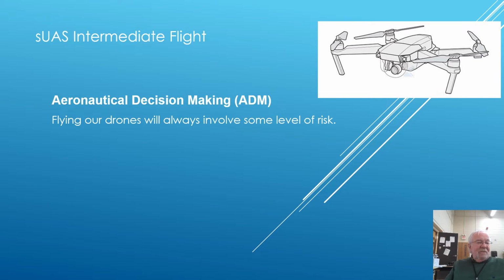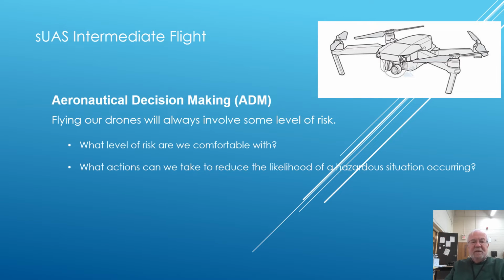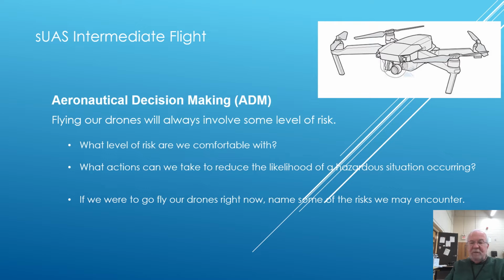So anyway, the point here is that flying our drones is always going to involve some level of risk. We want to be aware of that and want to do our best to reduce that risk if possible. So what level of risk are we comfortable with? What actions can we take to reduce the likelihood of a hazardous situation occurring in a drone? What can we do? If you were to go out there right now, what would be some of the hazards? Well, if you're right here at the college, you've got the wires right outside the door here. We've got power lines. We've got light poles. We've got pine trees. There's wind. There's birds. Could be bird attack. I don't know. There could be a risk of, well, I've already warned you.